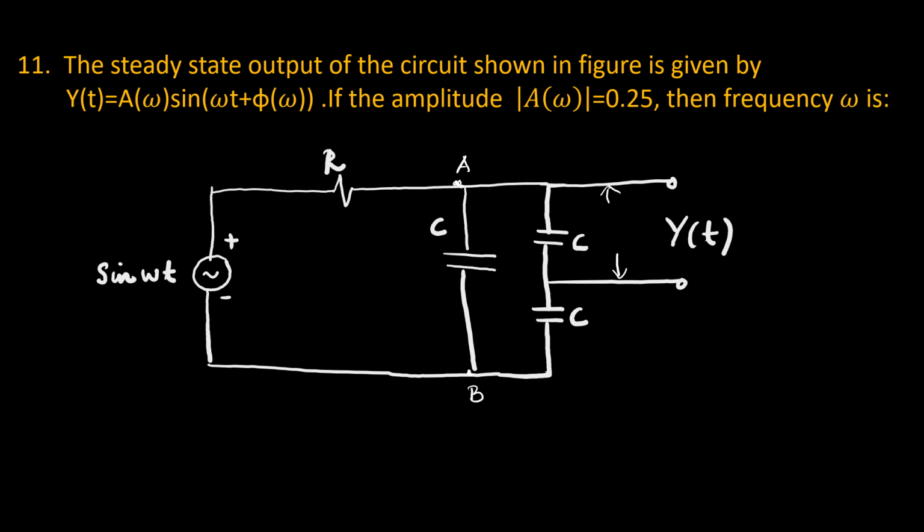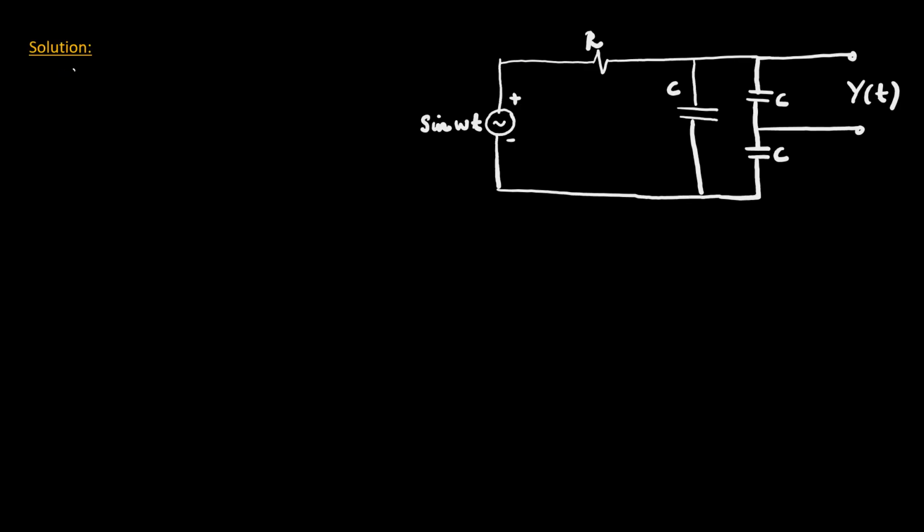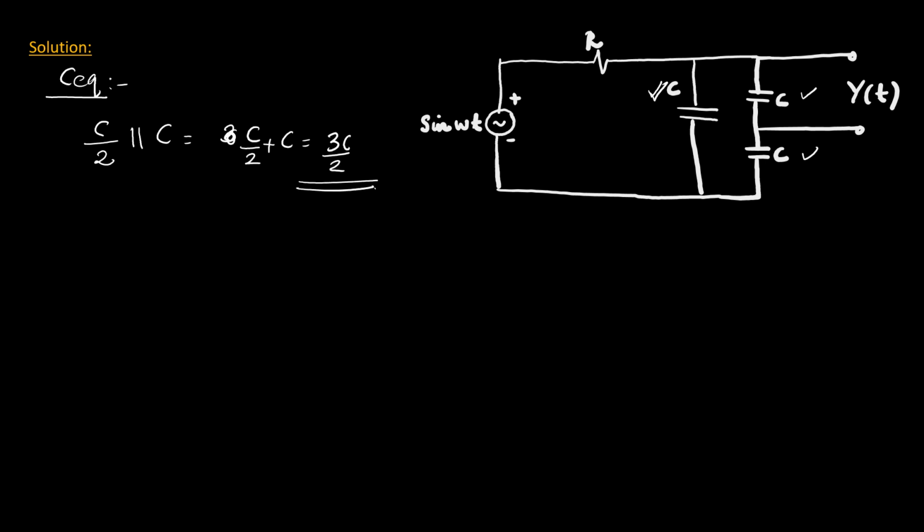For that we have to find the equivalent capacitance. What would be the equivalent capacitance? We can see that there are two capacitors in series, and with that a third capacitor is in parallel. When C and C are in series, the output would be C by 2. This C by 2 is in parallel with the third capacitor C. Therefore, we get C by 2 plus C, which is equal to 3C by 2. This is the equivalent capacitance.